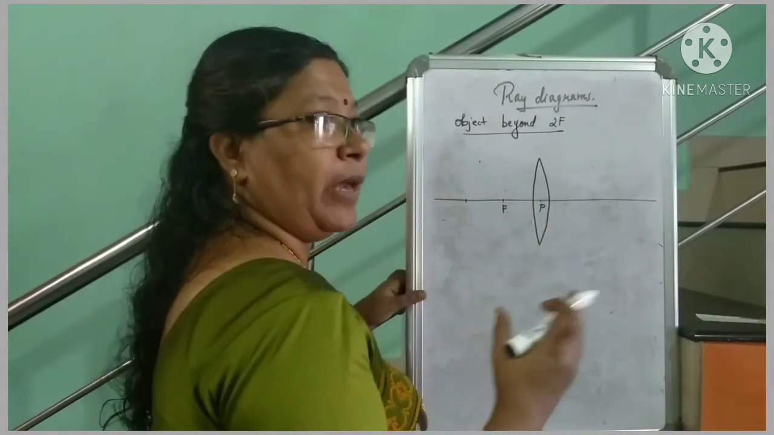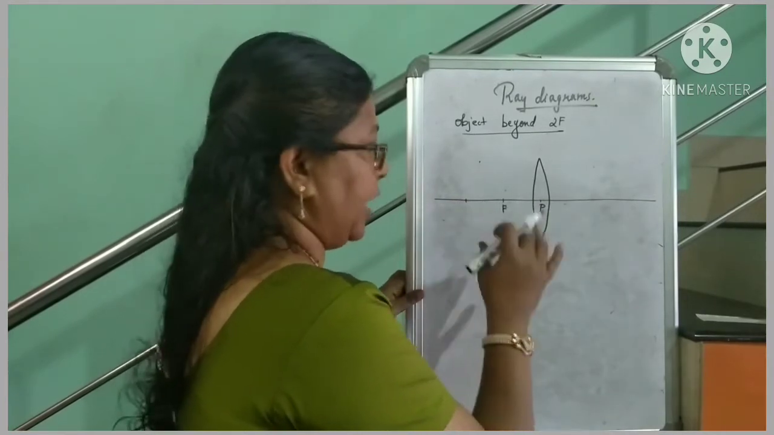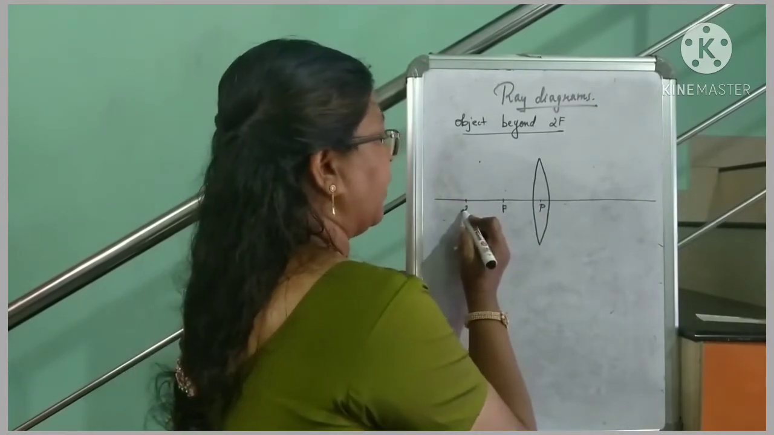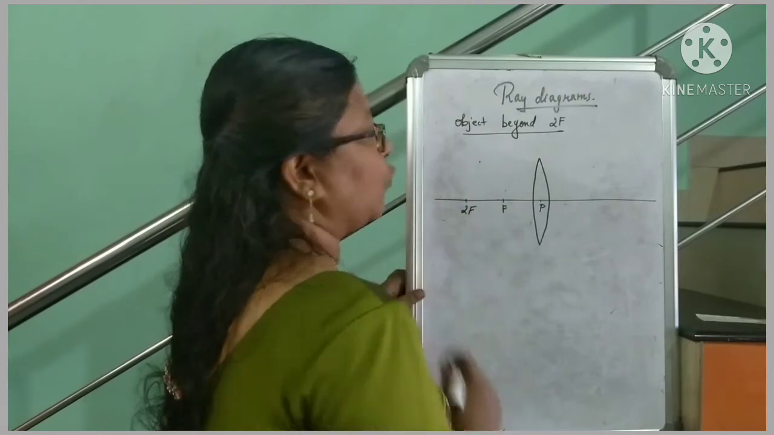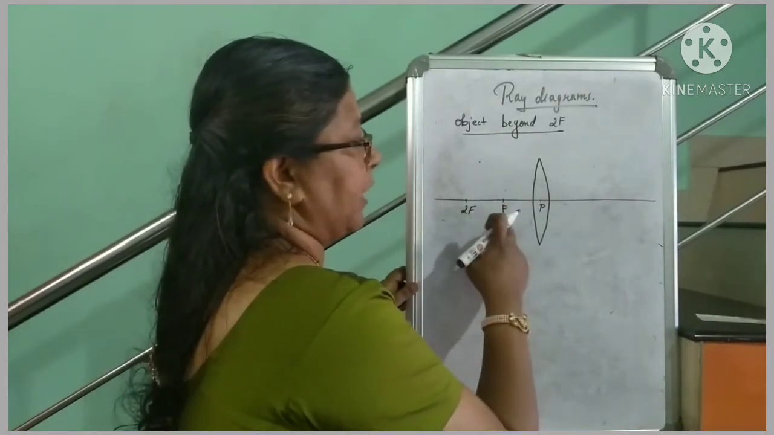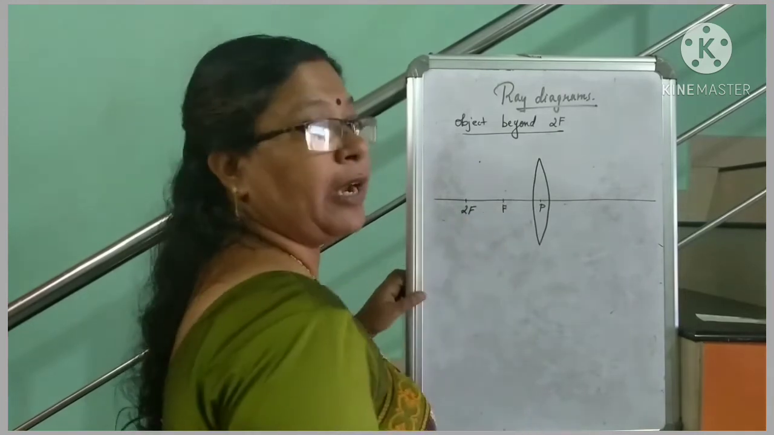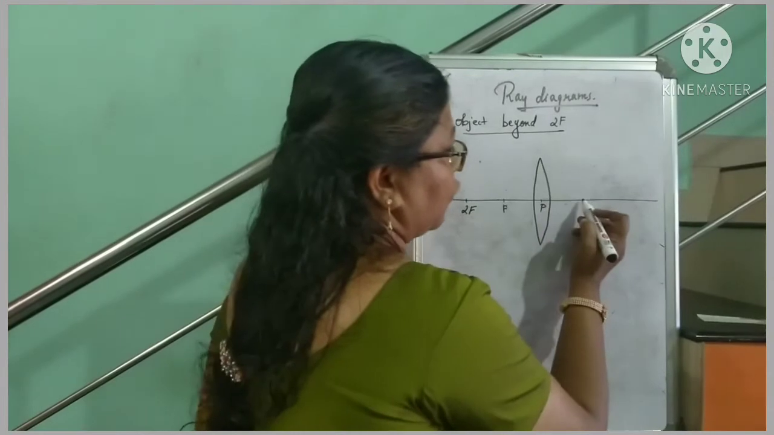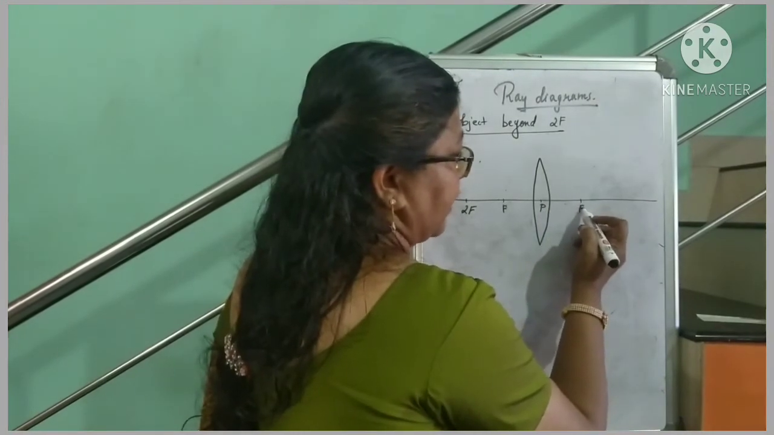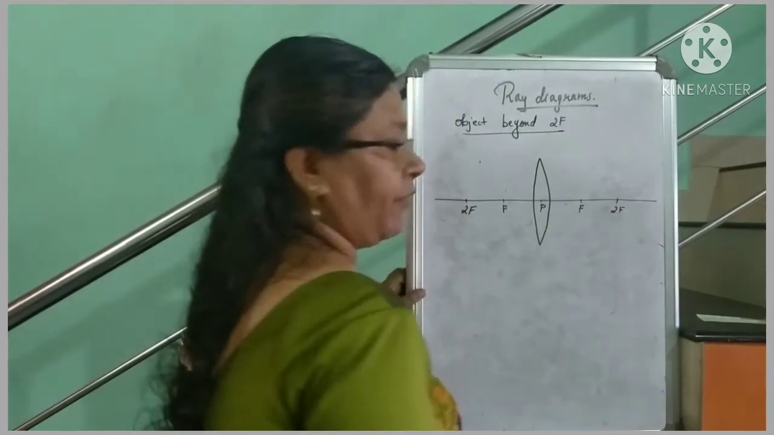Usually in the case of a mirror we used to write here C, center of curvature. Here instead of center of curvature we will write it as 2F. So from P take 2 centimeter, it is marked as F, and from F take 2 centimeter, it is marked as 2F. Here also again 2 centimeter marked as F, then 2 centimeters marked as 2F.